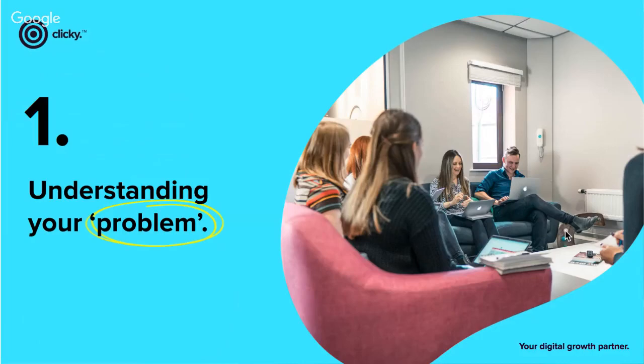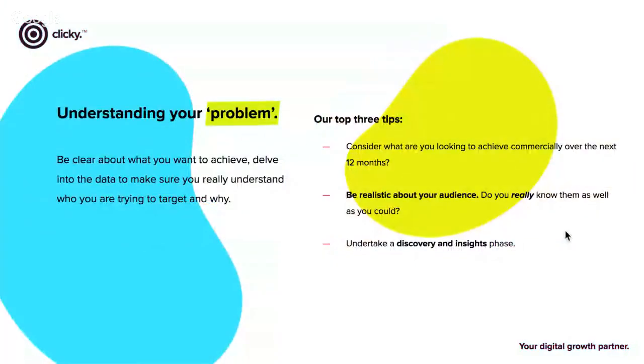So in terms of the starting point, understanding your problem. You need to be clear about what you want to achieve and really delve into the data that you have access to, to understand who you're targeting and why. A really good place to start is, what are you looking to achieve commercially over the next 12 months? It's ultimately what you want to achieve by the end of the campaign, and you also need total clarity and focus on what the commercial goals of your organization are, and you need to align what that campaign should be to that. Another really important point is to be realistic about your audience.